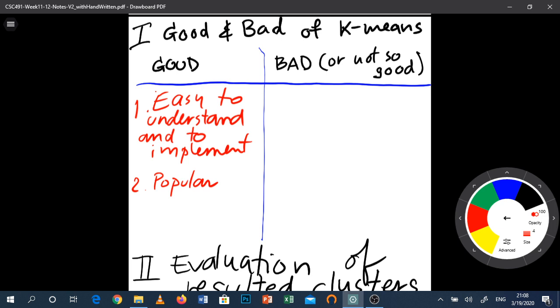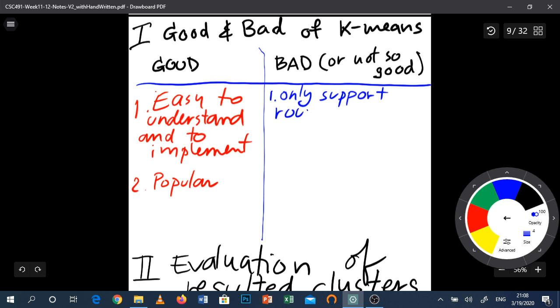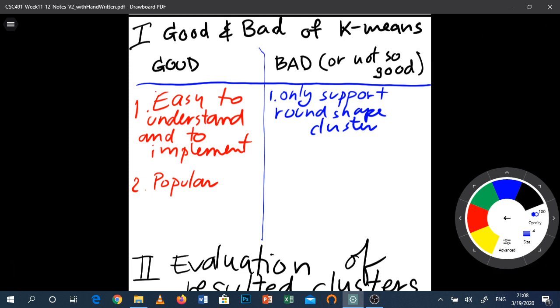Okay. So let's look at what could be the not so good, not entirely bad, but a little bit less good in this case. First, k-means only supports round-shaped clusters. So that means if your data problem has an irregular shape, in that case, k-means might not be the best choice.